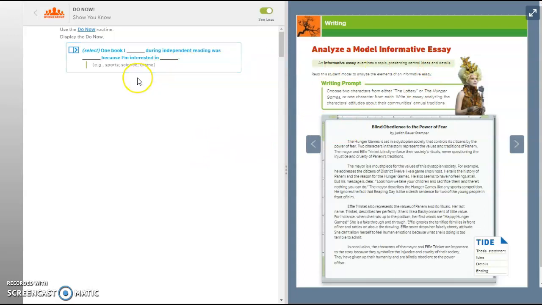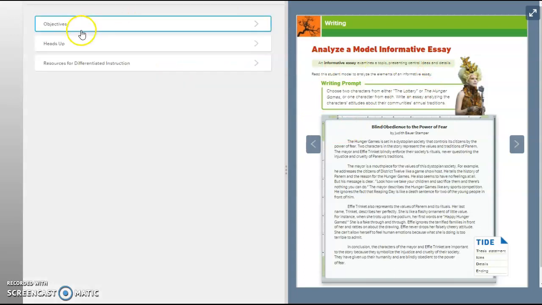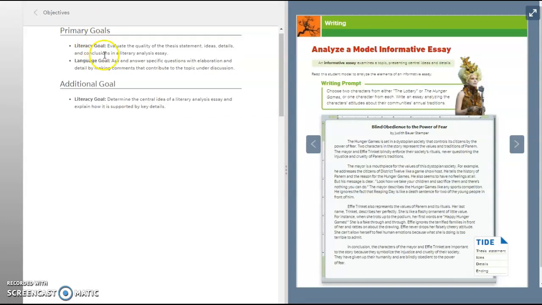Now as we look at the lesson for today, our goal is to be able to evaluate the quality of the thesis statement, ideas, details, and conclusions in a literary analysis essay. So let's think about this. When you analyze something, you're deciding what's good, what's bad, things like that, right? In this situation, we are going to analyze this literature, which is The Lottery and also a piece of The Hunger Games.